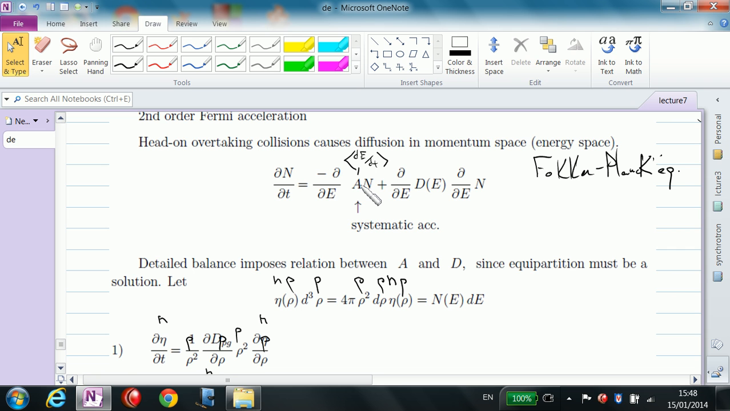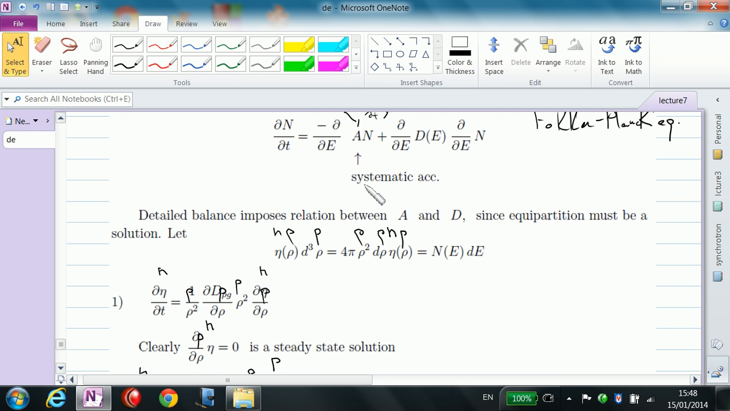But there's also a systematic gain, because it's more likely to make a head-on collision than an overtaking collision, because the relative velocity is higher. Like you're more likely to have mosquitoes splatting on your front windshield than your back windshield. But the ratio of D to A is not free. It's determined by thermodynamics, actually.